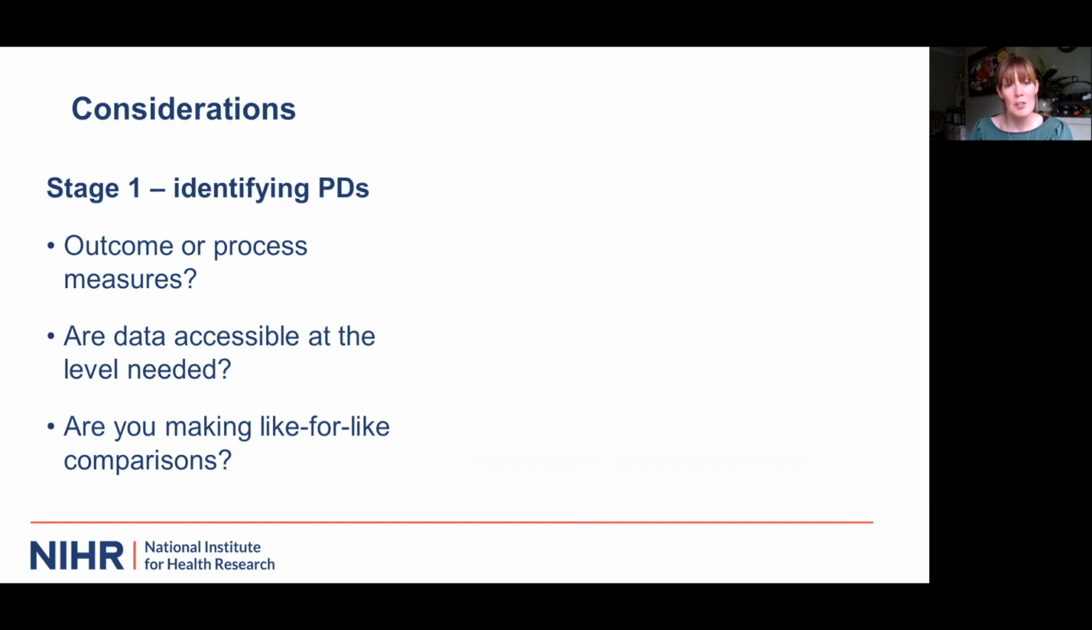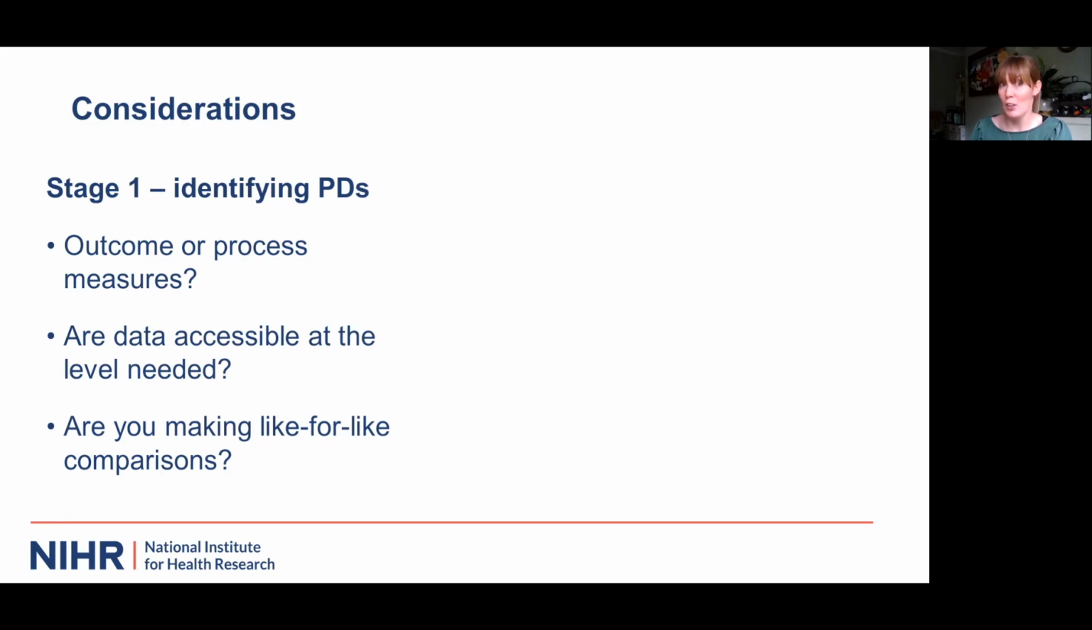So through our research, we've identified various considerations it's helpful to make when planning a positive deviance study. So in terms of identifying positive deviants, what routine data are available to you? Are outcome measures appropriate to use, or are they too distal or too blunt? Could you use process measures instead? Are data available at the level that you need them? Lots of publicly available data are only published at an organisation or specialty level, which makes it difficult to identify positively deviant teams or wards.